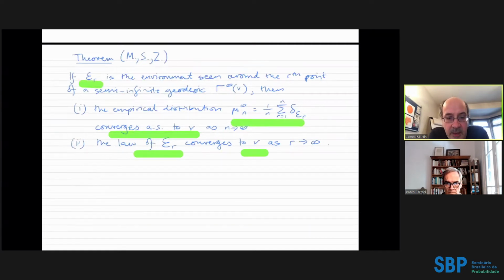So actually, the result for finite geodesics, I'm not going to show you the details, but in the end is going to come from saying that a long finite geodesic can be covered with high probability by bits of semi-infinite geodesics going in different directions, so that if we have this kind of convergence for the empirical distribution along semi-infinite geodesics, then we can also derive it for long finite geodesics as well.